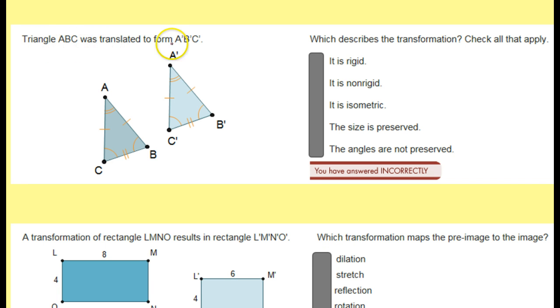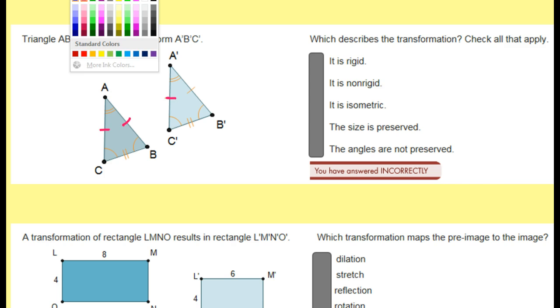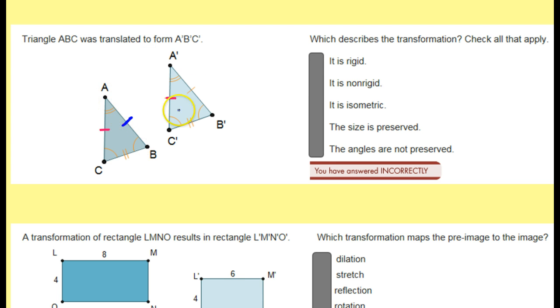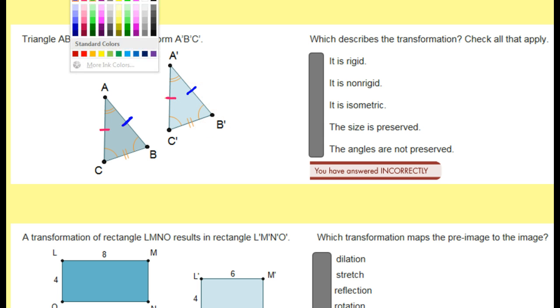Triangle ABC was translated to form triangle A prime, B prime, C prime, as shown. Which describes the transformation? Check all that apply. The markings tell us that the corresponding sides are all equal. This is a single mark and this is a single mark. That means these are equal in length. This is a single mark also. Technically that means that this is an isosceles triangle, but that doesn't really matter right now. What matters is that AB and A prime B prime are the same length. So those are the same.